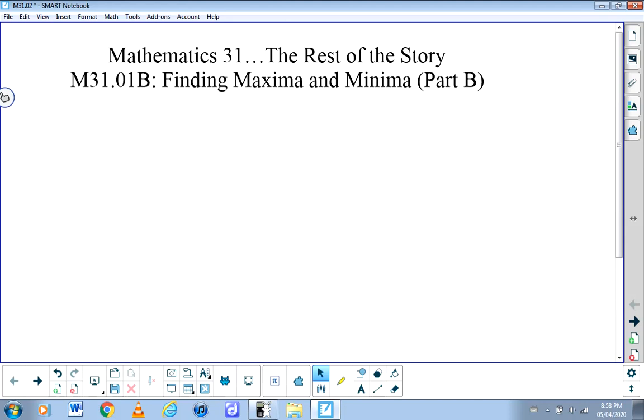We're looking today at lesson 31.01 part B, finding maxima and minima. We did part A of this in the previous lesson, and I want to review some basic ideas that I think are very, very important, not just in this lesson, but in calculus in general.